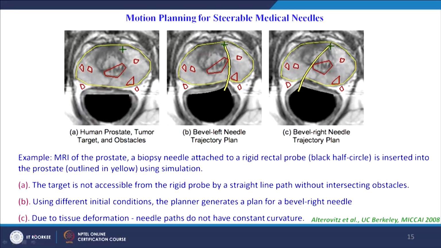Another concept in the smart needle is motion planning for steerable medical needles. Motion planning means that, given a target, we must reach it while avoiding the anatomical obstacles. So, the path to reach there while avoiding the obstacles is determined by the motion planning approach.